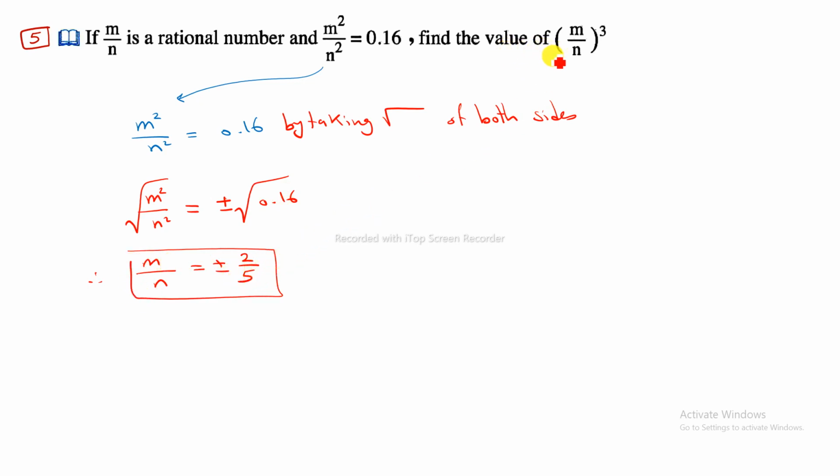Then find the value of m over n to the power of 3. Therefore m over n all to the power of 3 is equal to positive or negative 2 over 5 all to the power of 3. Positive to the power 3 means positive times positive times positive, which will be positive. Negative to the power 3 will be negative. 2 power 3 is 8, 5 power 3 is 125. So the value of m over n to the power of 3 is equal to positive or negative 8 over 125.